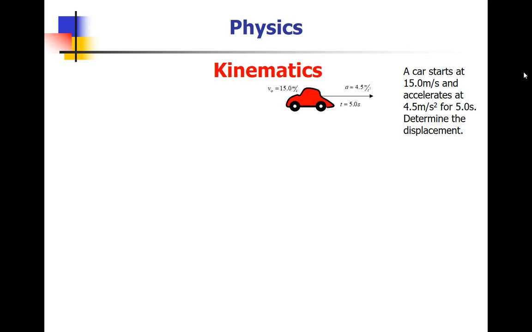Read it, diagrammed it. After I diagram it, the next thing you do is write the givens. V naught is 15 meters per second. The acceleration is 4.5 meters per second squared for a time of 5 seconds. Read it, diagrammed it, written the givens. Now I have to identify what I'm looking for, the displacement. So I need to look at the big six and choose an equation that lets me find displacement if I know initial velocity, acceleration, and time.